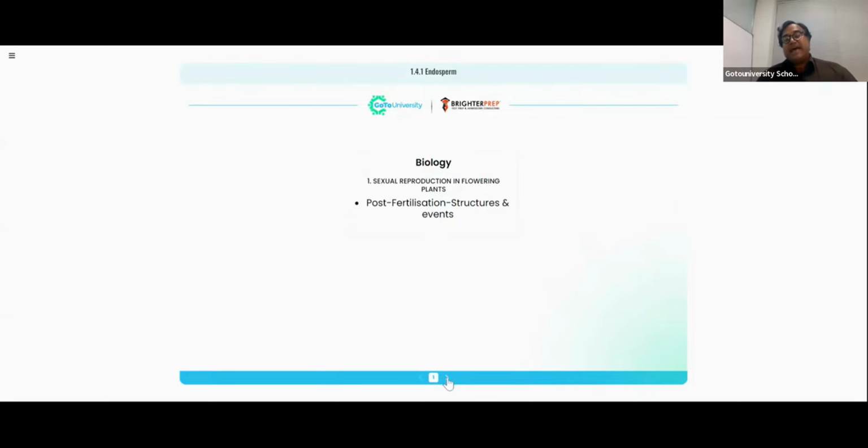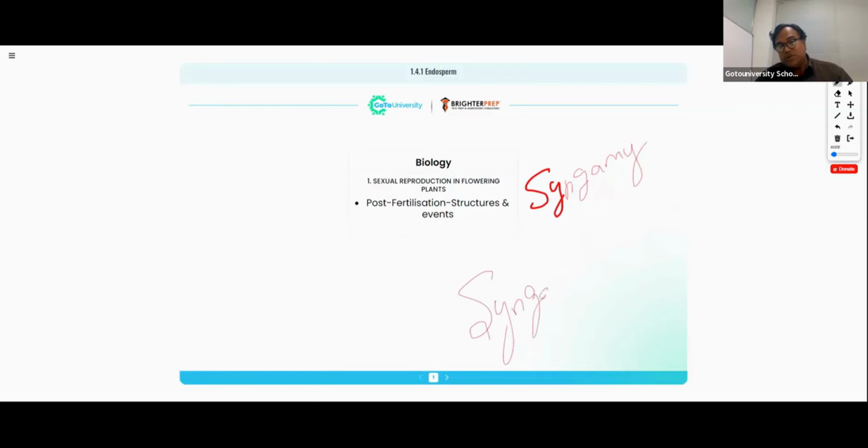Post-fertilization process happens after the fertilization process. This fertilization process, as I already told you in the last class, is also called syngamy. Syngamy happens exactly after the pre-fertilization process. So again, I'm repeating: syngamy is the other name of fertilization, right?